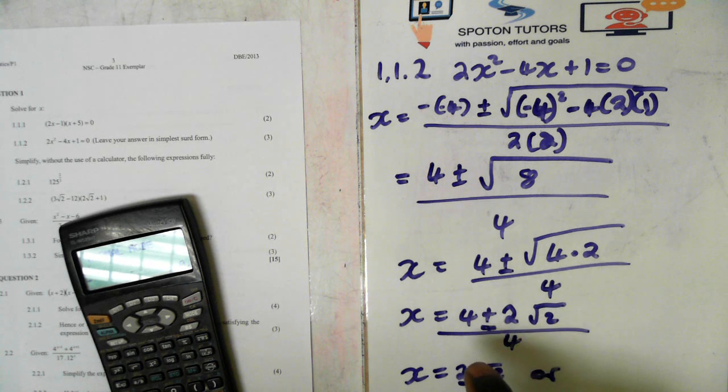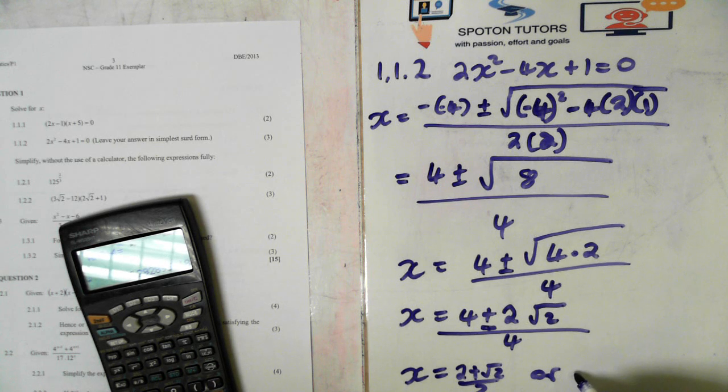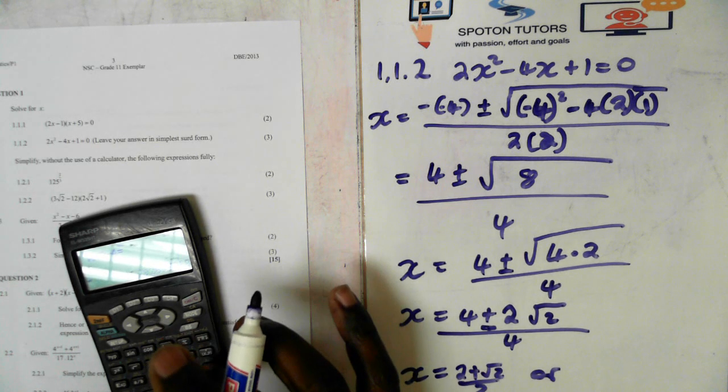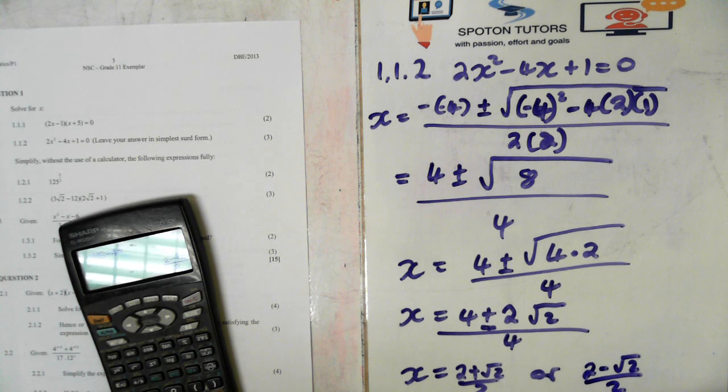Or we do the same thing, but we're changing the sign to be minus now. 4 minus 2 root 2, the numerator, divided by the denominator of 4. So my answer can also be, let me give you this format first, 2 minus root of 2 over 2, which is equal to 0.293, because I said to round off to 3 decimal places. That's the solution for 1.2.